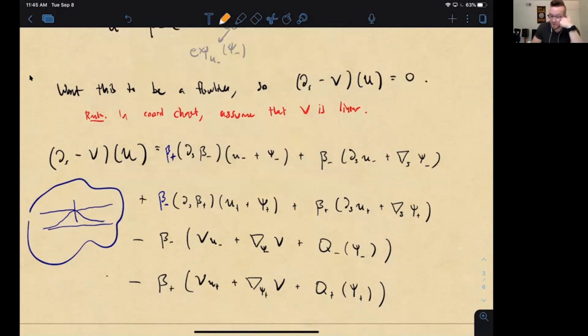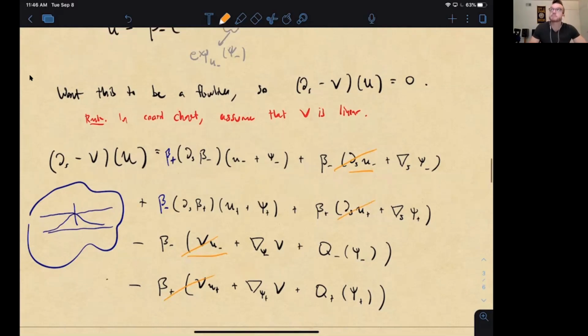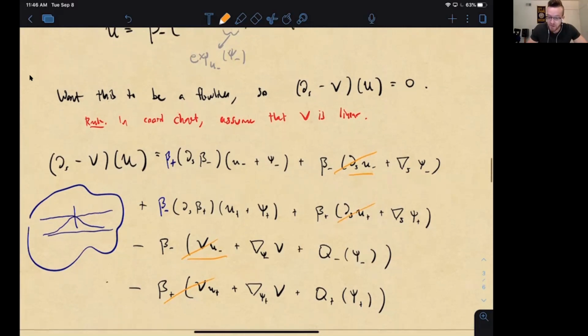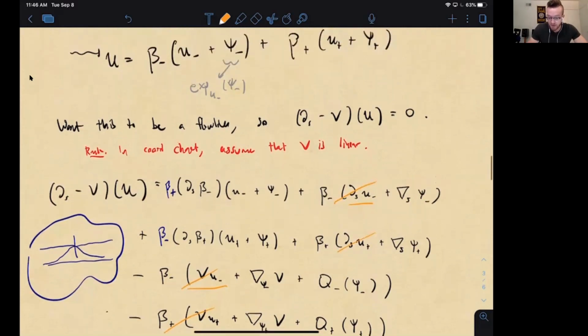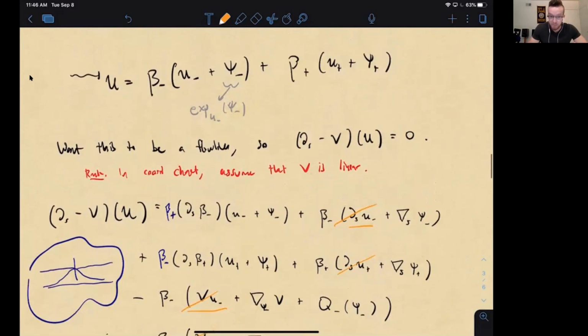U minus is a flow line, so here we have a term like this, and then this. U minus is a flow line, so those cancel out. These are going to be 0. Likewise, U plus is a flow line, so these are going to cancel out. And then I can group a couple terms to get this linearized operator that we talked about earlier.